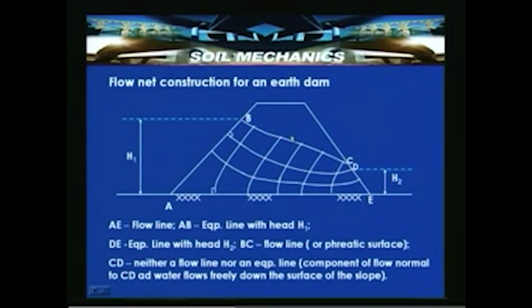So here, one determines this, and then again determines the number of flow channels, the number of potential drops, and then the head which is causing the flow, H1 minus H2, and by knowing the permeability one can calculate the seepage. Now, let us consider many situations to keep the flow line, to keep the phreatic surface, particularly the upper boundary of the phreatic surface, within the earthen dam.